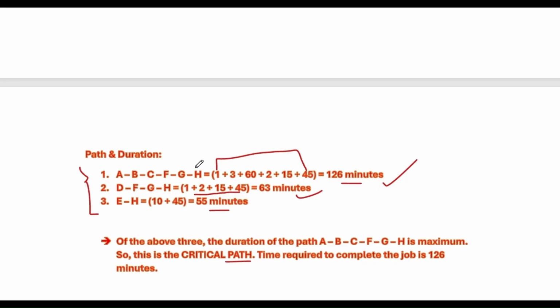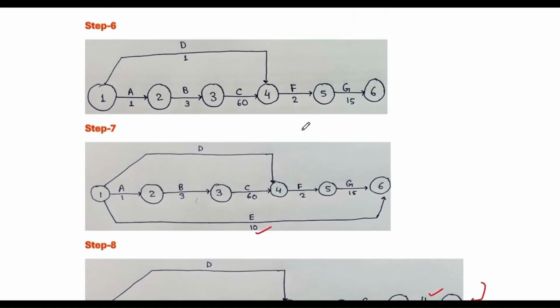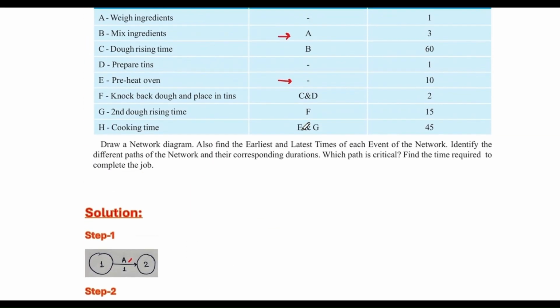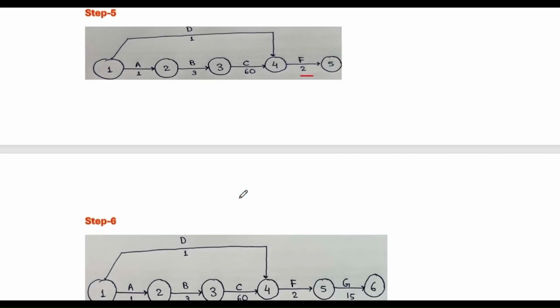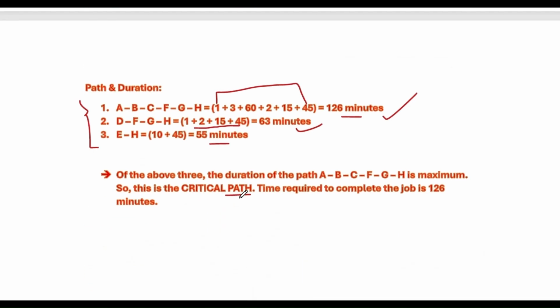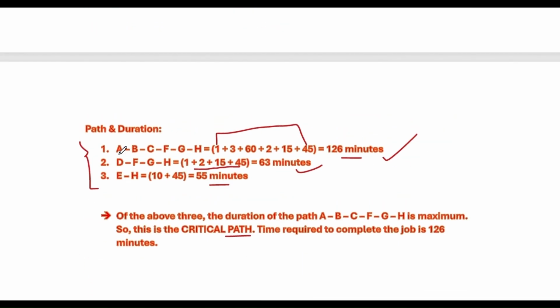So students, first we draw the network based on the predecessor relationships, then we calculate the earliest event time using the forward pass and the latest event time using the backward pass. After that, we identify all possible paths. The path with the longest duration is called the critical path. In this example, the critical path is A, B, C, F, G, H, and the total time required to complete the project is 126 minutes. Hope this clarifies.